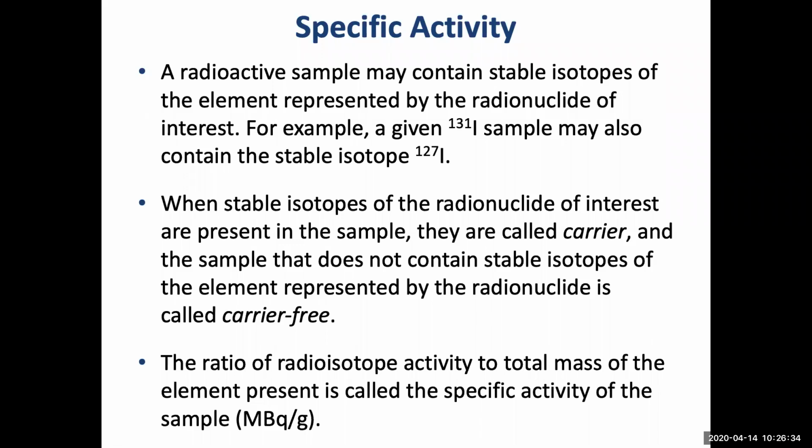This is useless. When stable isotopes of the radionuclide of interest are present in the sample, they are called carrier. A sample that does not contain stable isotopes of the element represented by the radionuclide is called carrier-free. Radionuclides may be produced carrier-free or with carrier, depending on the production method. The ratio of radioisotope activity to the total mass of the element present is called the specific activity of the sample. This is the definition of the specific activity.